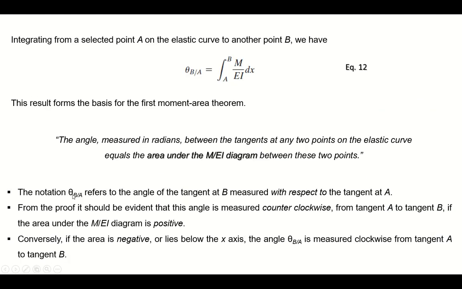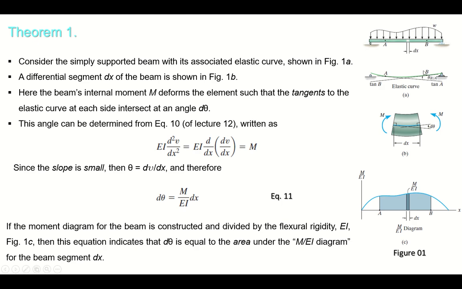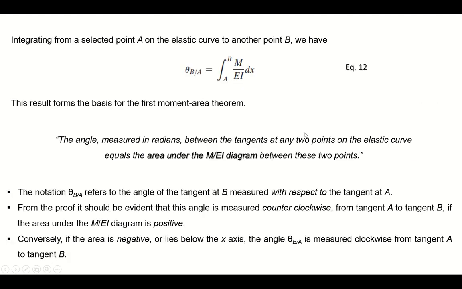So the notation theta B by A refers to the angle of the tangent at B measured with respect to the tangent at A. Please note that the angle is not measured with respect to horizontal, but it is measured with respect to the tangent drawn at another point, right? From the proof, it should be evident that this angle is measured counterclockwise. As I mentioned earlier, if the angle is in counterclockwise direction it is taken as positive. If it is clockwise, then it will be taken as negative.